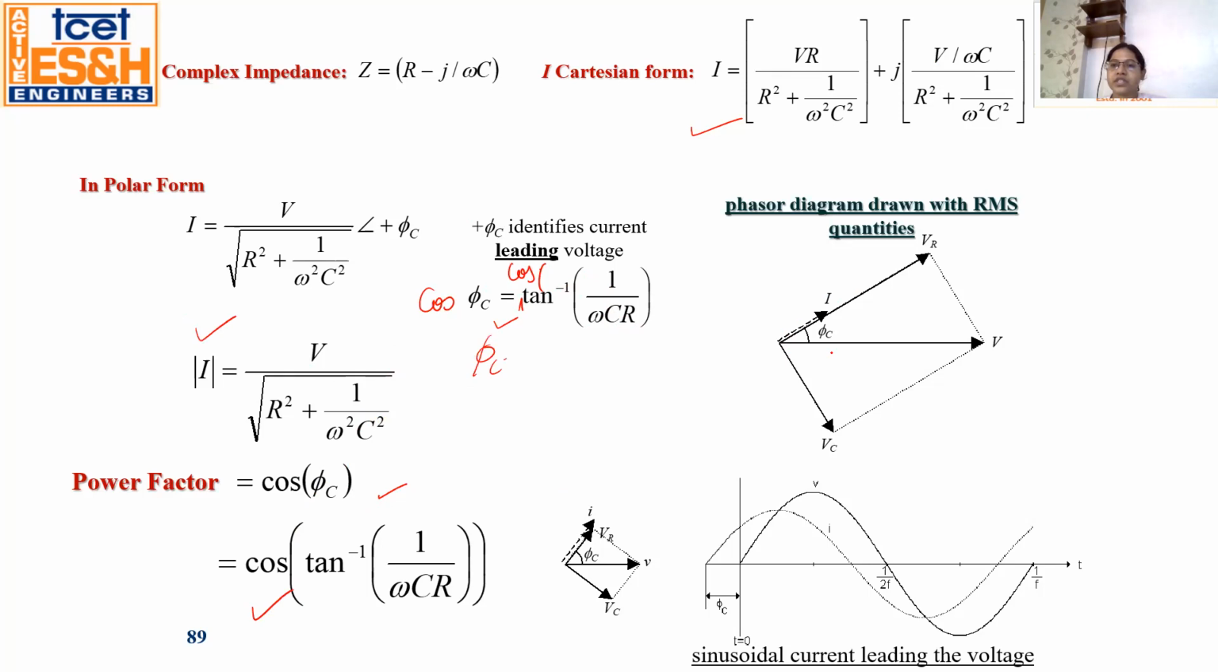See the diagram, this is the supply voltage V, and this is the current. Due to the presence of capacitance, now the current is leading. So the voltage across the resistance is in phase with the current. So see, this is the I. And now the voltage across the capacitor is 90 degrees lagging behind the current. So this is VC. So this is the voltage and this is the current, and the angle between voltage and current is phi C.